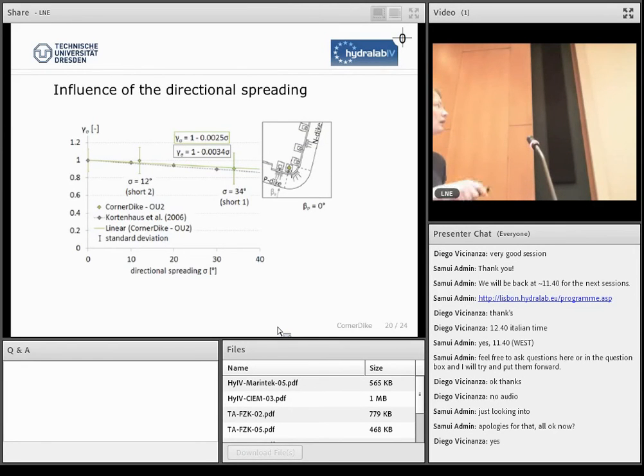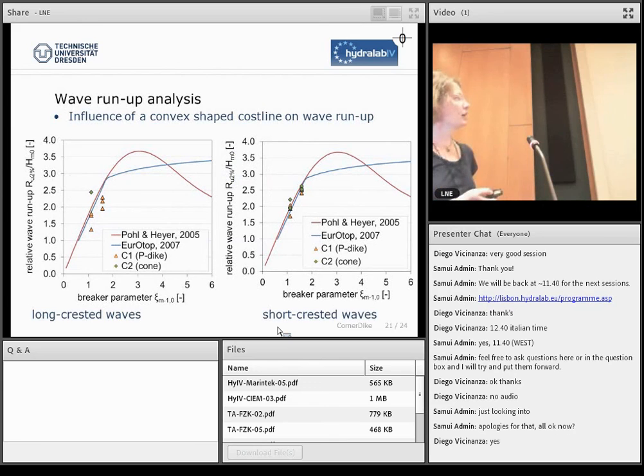For the reference tests for wave run-up for long-crested waves and short-crested waves, we have quite different results. For short-crested waves, we can confirm the known formula quite well, and for long-crested waves, we have a very distinguished effect of this wave energy concentration at the corner. And for the P-dike, we had quite too small values of run-up, but this is mostly due to the diffraction effects.